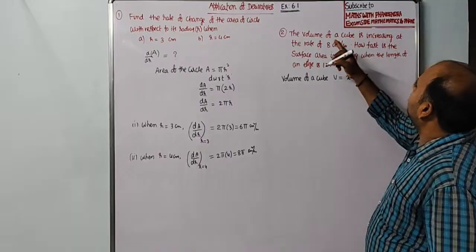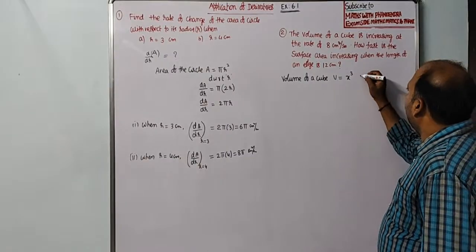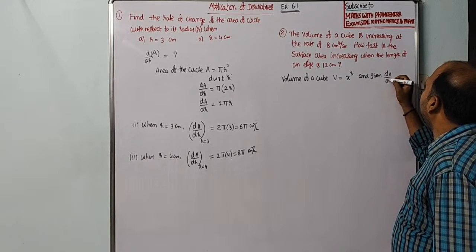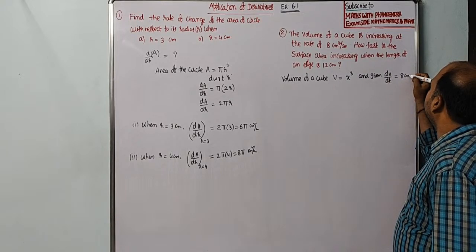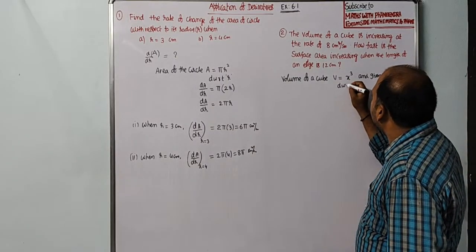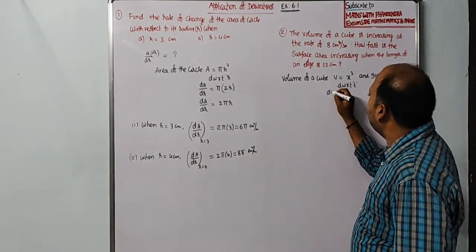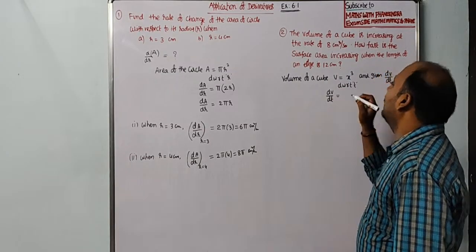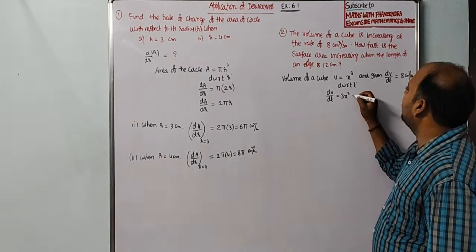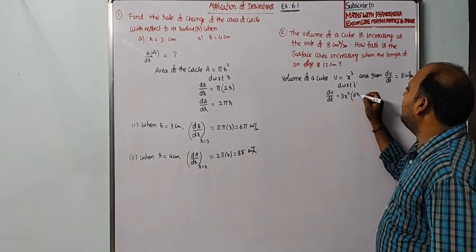The volume of a cube is increasing at the rate of, and given, dV by dt is equal to 8 centimeter cube per second, dear students. Here also differentiate with respect to t. So the derivative of V with respect to t is dV by dt. The derivative of x cube with respect to t is 3x square, and then x derivative we need to do, dx by dt.